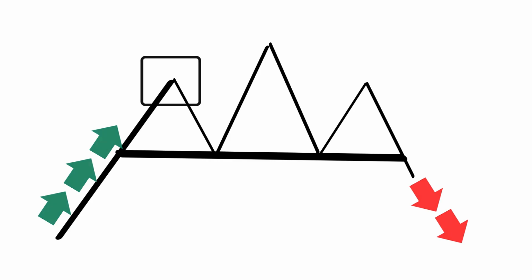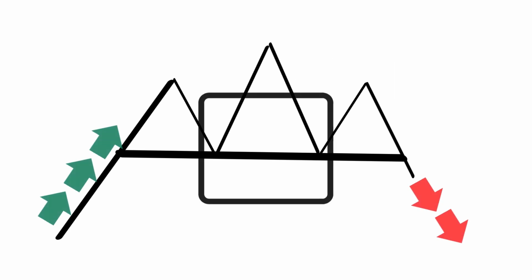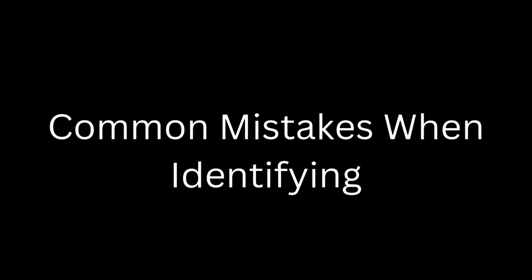Three peaks: left shoulder, head, and right shoulder. A clear neckline connecting the lows. The right shoulder is typically lower than the head. Volume often decreases as the pattern forms. Common mistakes when identifying.